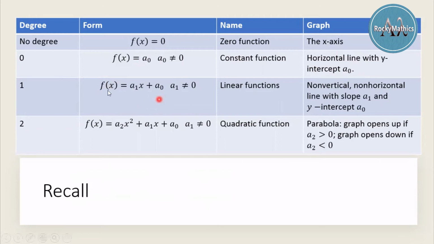How about of this form? F of x is equal to a sub 1 x plus a sub 0, where a sub 1 is not equal to 0 as well as a sub 0.